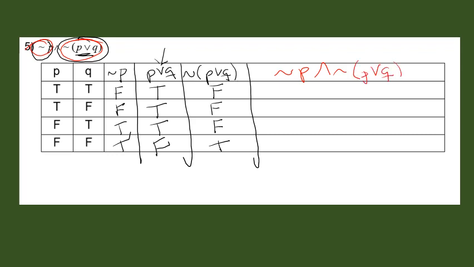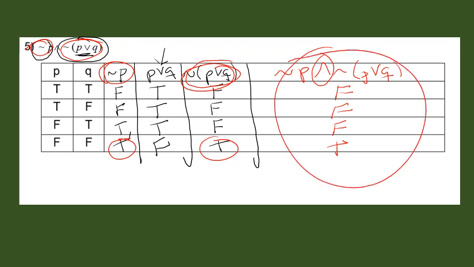I'm working with this column here, along with this column here. Then being joined with and is true when they both are true. So no, no, no, and yes. This is the only place that these two are true at the same time. So that's the answer for number 5.